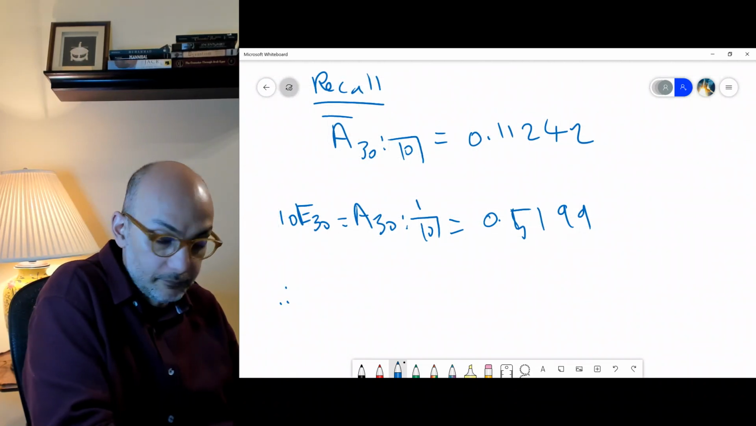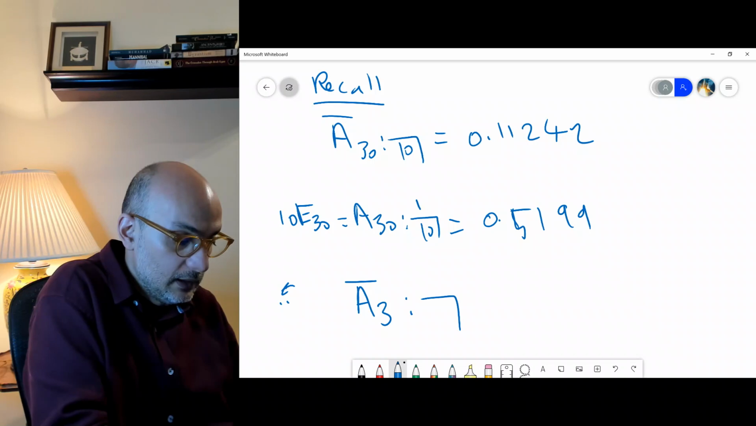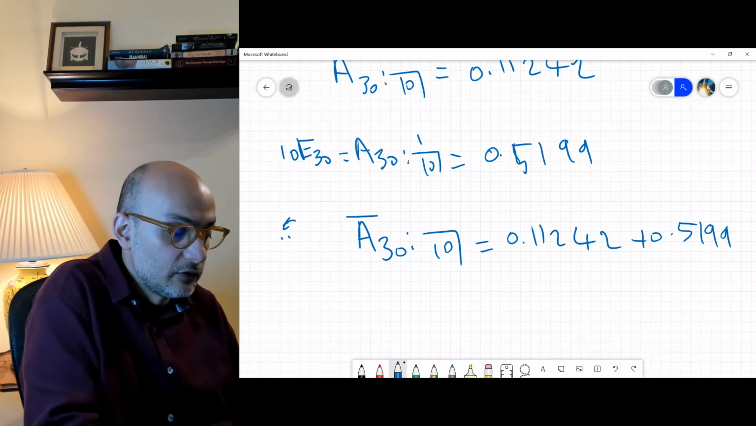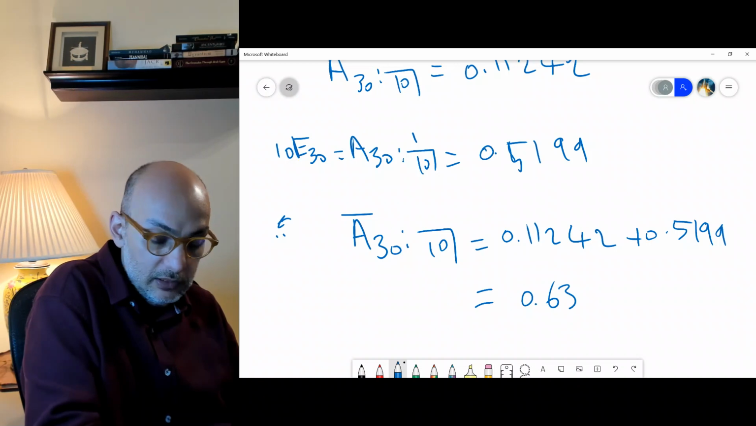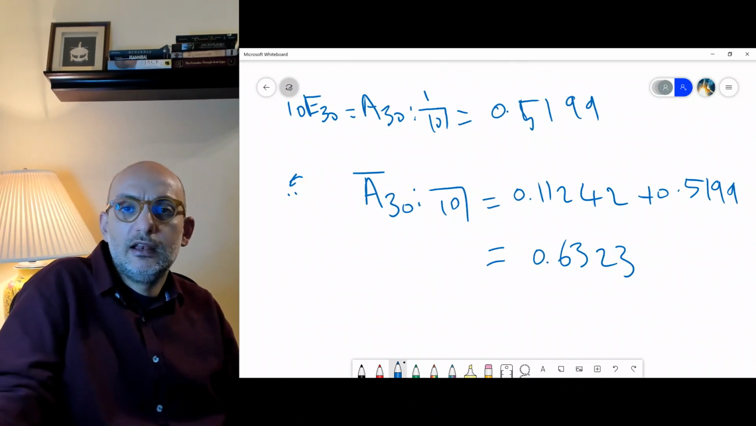Then A_30:10, where you see there is no 1 here, is equal to 0.11242 plus 0.5199. So the endowment insurance will cost 0.6323. Not much calculation for this one.